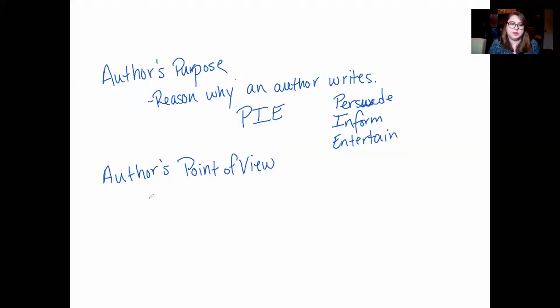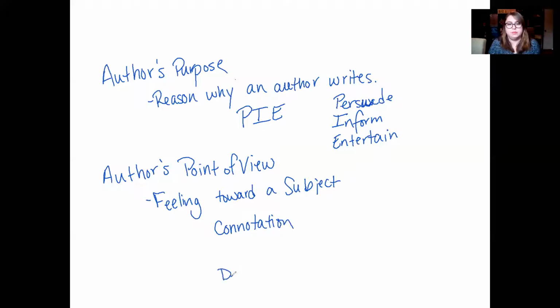Now we also talked about author's point of view, which we said was their feelings or attitudes towards a subject. And we talked about a couple of words when we talked about author's point of view. We talked about connotation, and we talked about denotation. When we talk about connotation, we said connotation is the way a word makes me feel, or the way a word feels in society, whereas denotation is the dictionary definition of a word.